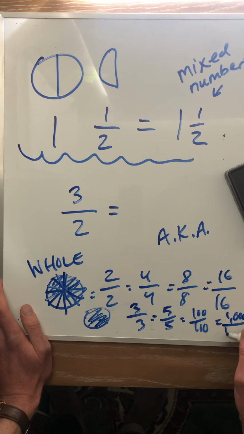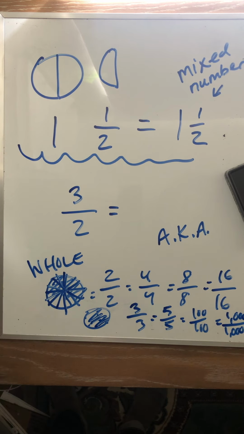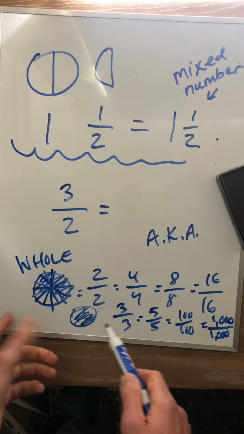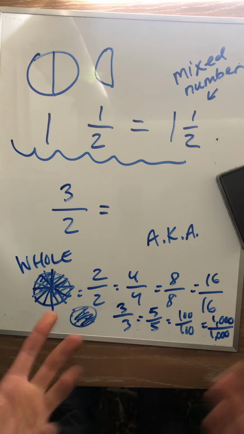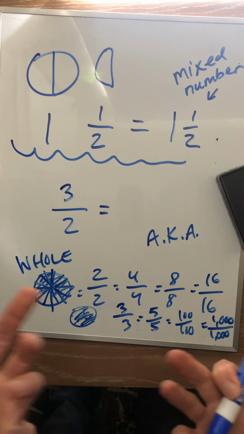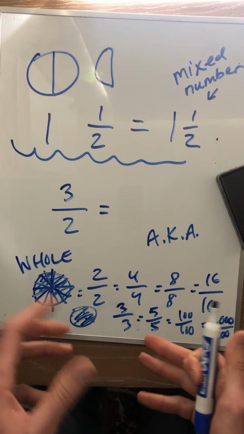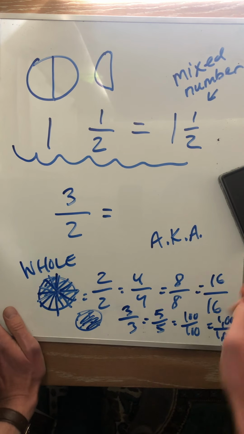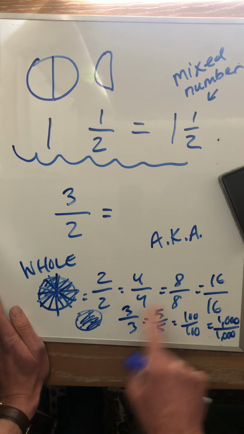I've never seen a pizza cut into 1,000 pieces. But if it was, if I had all 1,000, I'd be like, okay, well, I still have all the pieces. It's kind of a bummer to have my pizza cut into 1,000 pieces, but I have all of it. So the whole just means you got all of them.